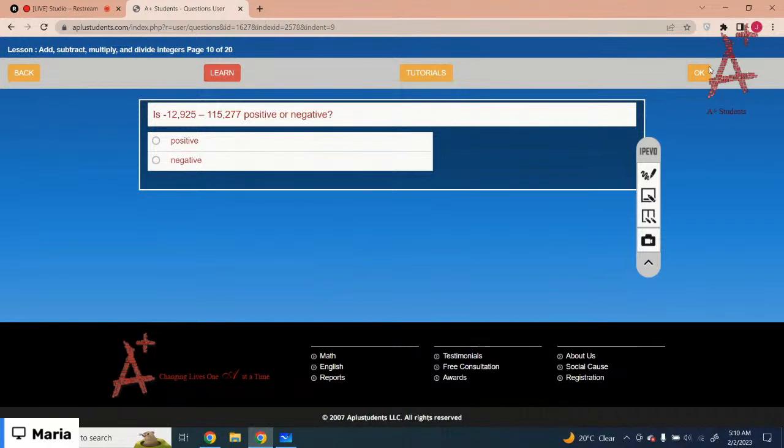Okay, the next one is negative 12,925 minus 115,277, positive or negative? Both the numbers are negative, so the answer must be negative. Got it?